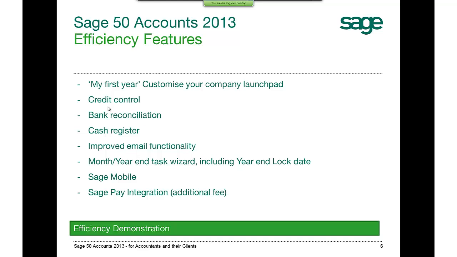These include the more recent developments of My First Year, being able to customise your company launchpad, credit control functionality, bank reconciliation improvements, the introduction of the cash register, improved email functionality, changes to the month and year-end task wizard, including the ability to do the year-end lock date, the introduction of Sage Mobile, and the integration with Sage Pay, which does come at an additional fee.